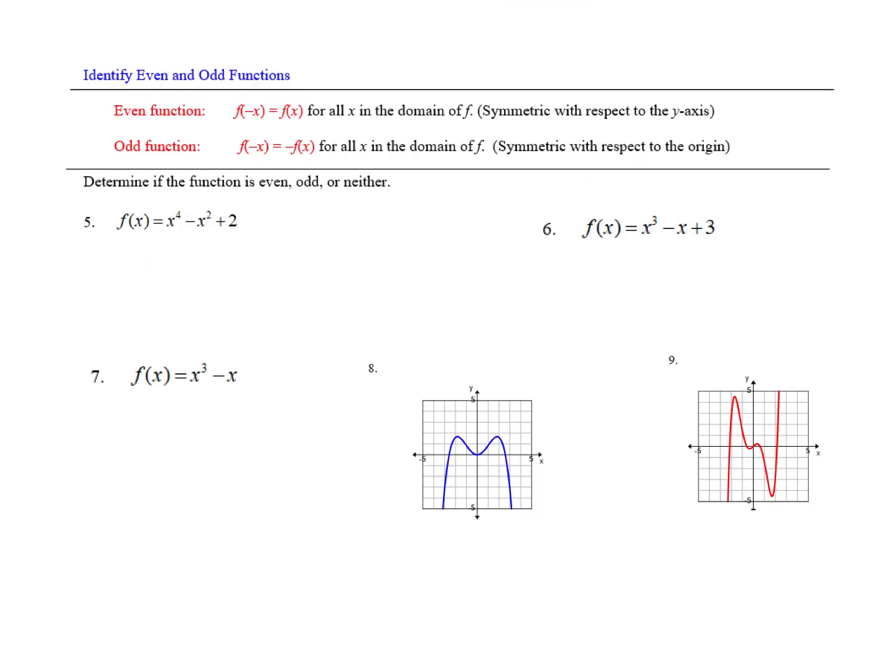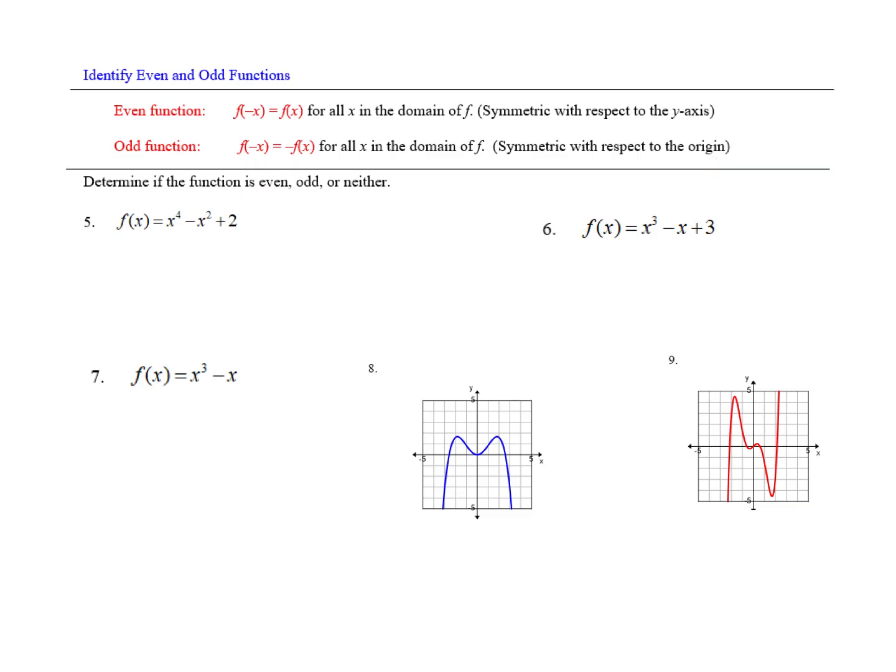So another aspect of symmetry is identifying whether a graph is even or odd. A graph is even if it has symmetry with the y-axis. In other words, when we plug in negative x, the result is exactly the same function. An odd function has symmetry with the origin.